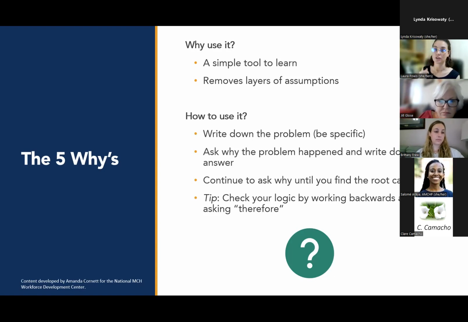So how to actually use it. First, you write down your problem and you want to be very specific. And then you just ask yourself, why did that problem happen? And write down that answer. And then for that answer, ask, why did that happen? And you keep going in this way until you get to that root cause where you're like, okay, this is why this overall issue occurred. A tip for checking to see if you're doing it correctly is by working backwards and using the phrase therefore, as I'm going to show you in just a minute here.